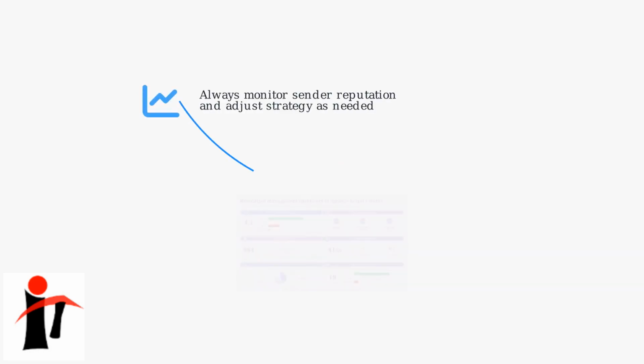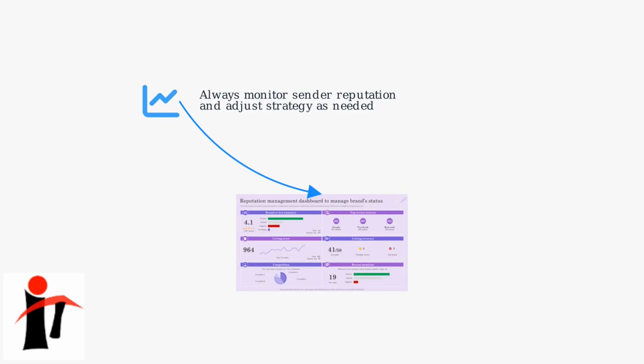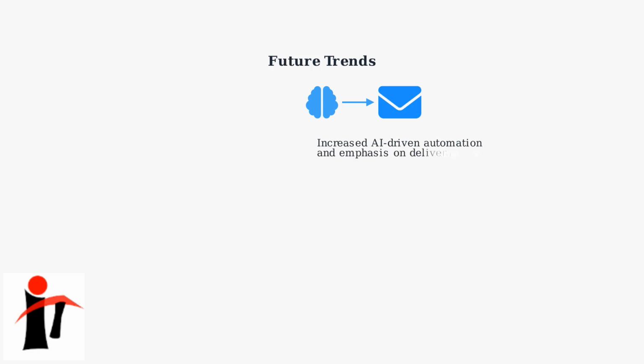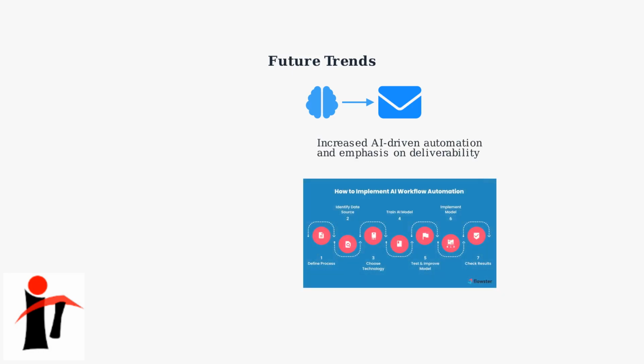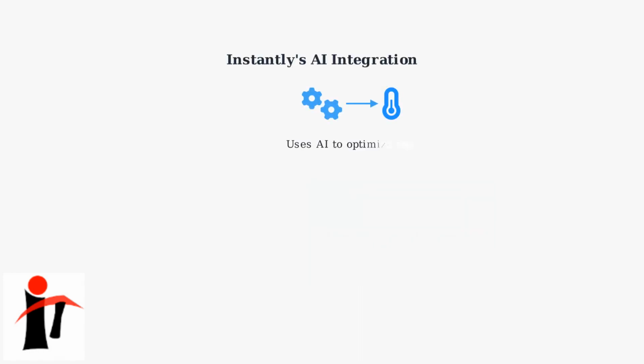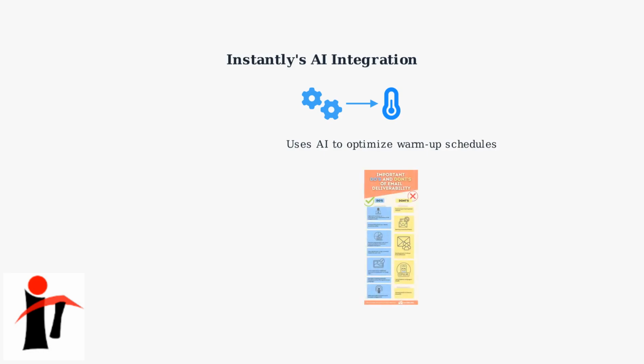Always monitor your sender reputation and adjust your strategy as needed. Check metrics like open rates, bounce rates, and sender scores regularly. Trends point towards increased AI-driven automation and a greater emphasis on deliverability. Instantly's integration now uses AI to optimize warm-up schedules.